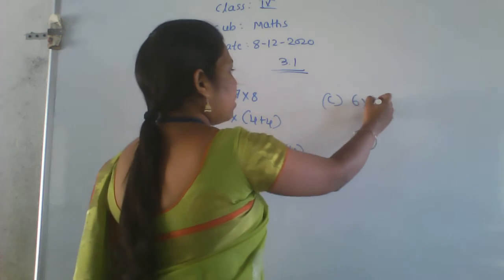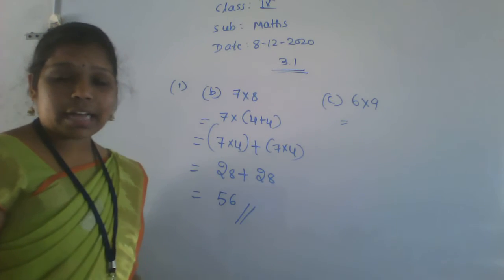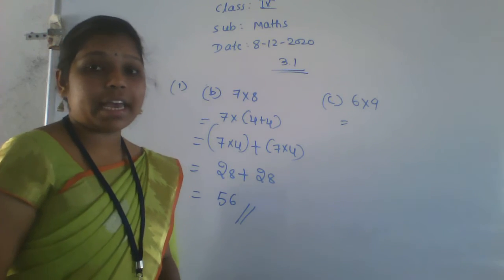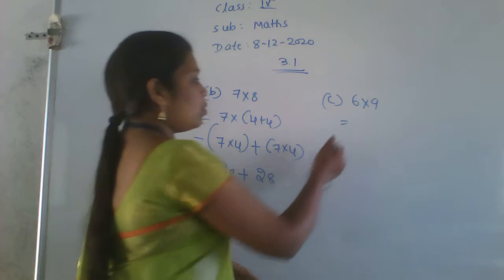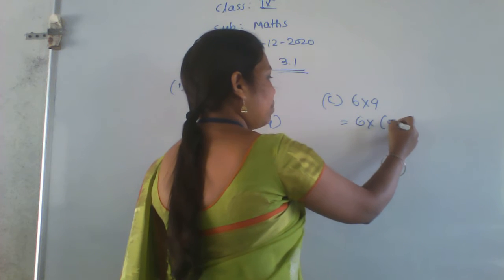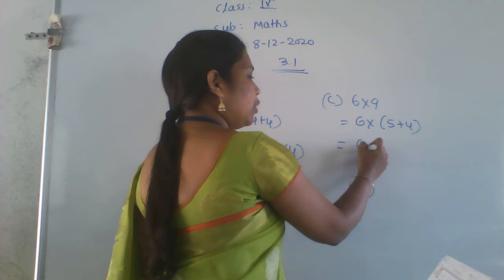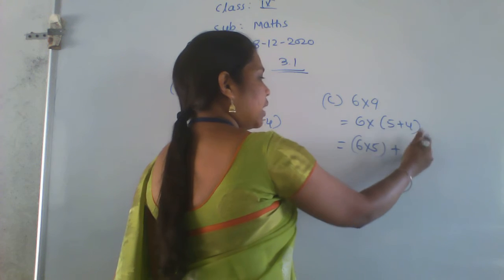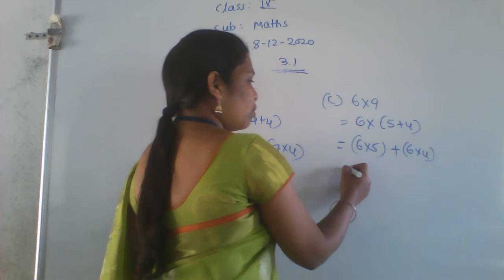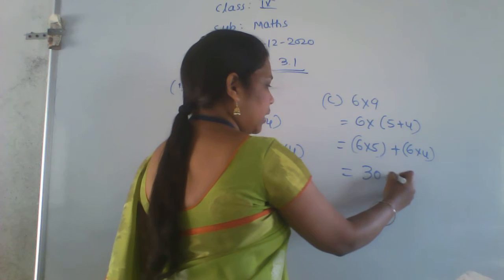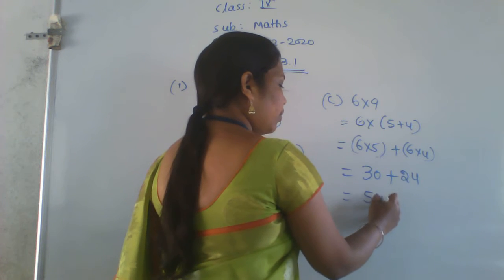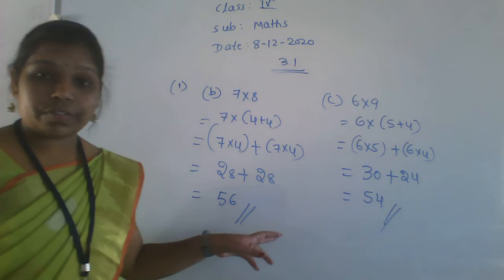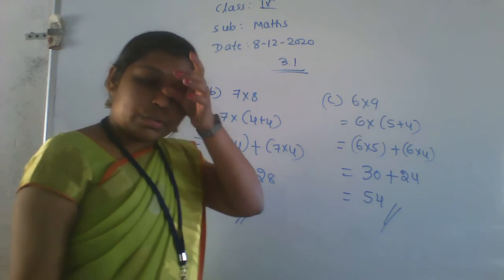Okay, next, do this third problem. What is the third one they have given? 6 into 9. Bigger number is which one? 9 is the bigger number. What should you do now? Break it up. How? 6 plus 3, or else 5 plus 4. I am taking 5 plus 4. 6 into 5 first. Next, what should we do? 6 into 4. So 6 into 5 is 30, 6 into 4 is 24. Here the answer is 54.